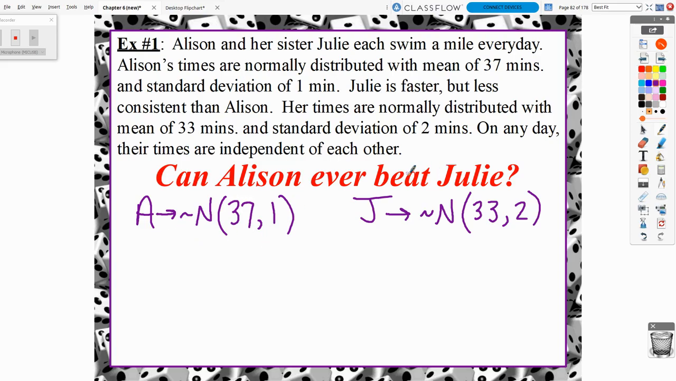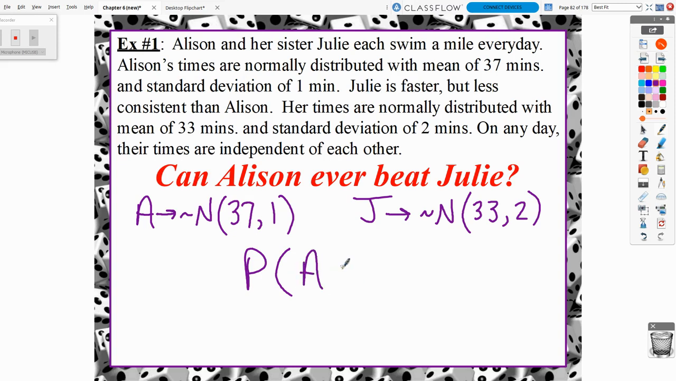So here's what we're going to figure out the probability of. We're going to figure out what is the probability that Allison beats Julie. But we got to think about what would that look like in terms of A and J. So if Allison were to ever beat Julie, in terms of swimming, that would have to be a faster time, and a faster time would be a smaller number, right?